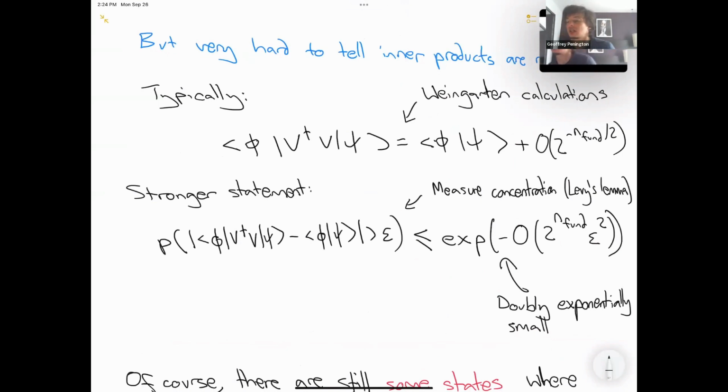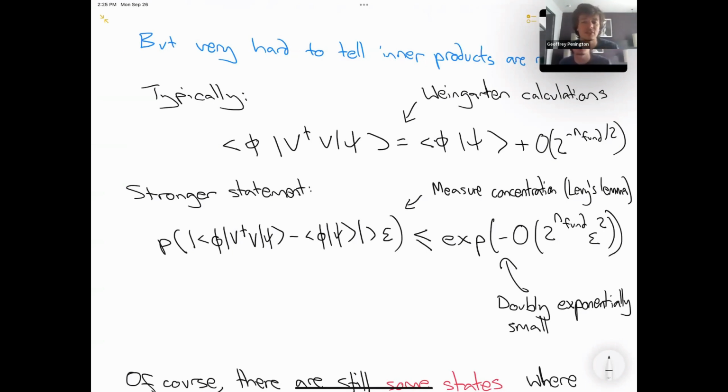So this is a statement about just the standard deviation and so on. It can be computed very easily by doing so-called Weingarten calculations, if you're familiar with how to do integrals over Haar random unitaries. I'm not going to go through that in detail, but it should be obvious to those familiar with it. Otherwise, you can look in the paper. But it turns out there's a much stronger statement you can make that uses some more powerful mathematical tools called measure concentration.